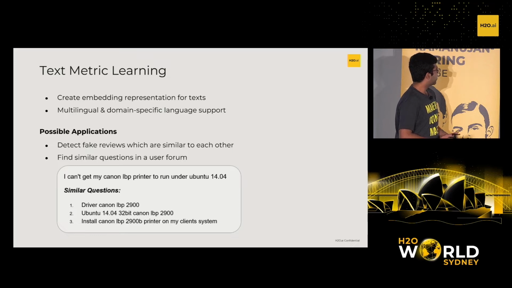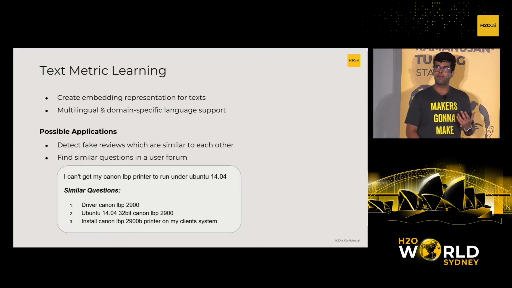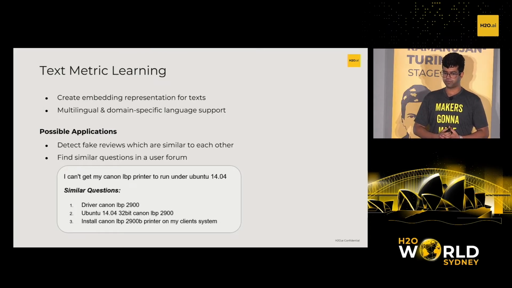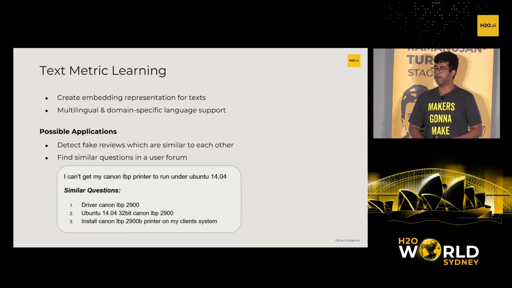You could do metric learning, so similarity search for text as well, where you could compare fake reviews with real reviews. This is becoming more of a challenge as we come up with bots, like bots that are powered by GPT-3 and the next generation of transformer-based models.